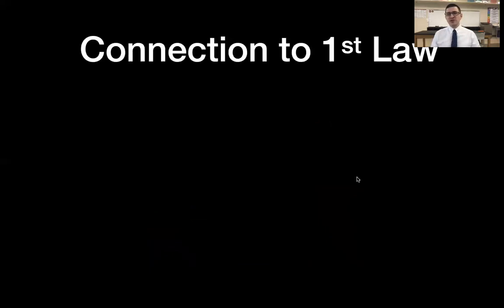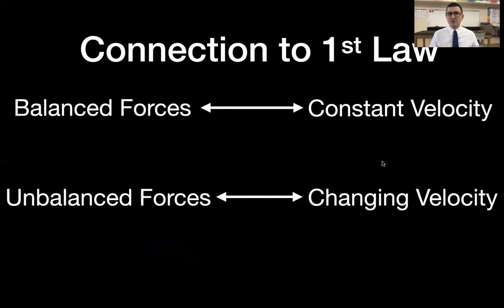So now what I want to do is talk about how Newton's second law really ties together all of the stuff that we've talked about up until this point involving forces. So the connection to the first law, well, first let's remember the first law, which is balanced forces give us a constant velocity, unbalanced forces give us a changing velocity. So what's this have to do with Newton's second law, the FAM law? So the net force, or sigma F, equals acceleration times the mass.